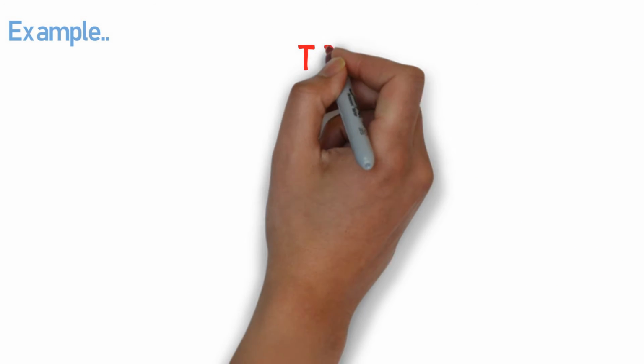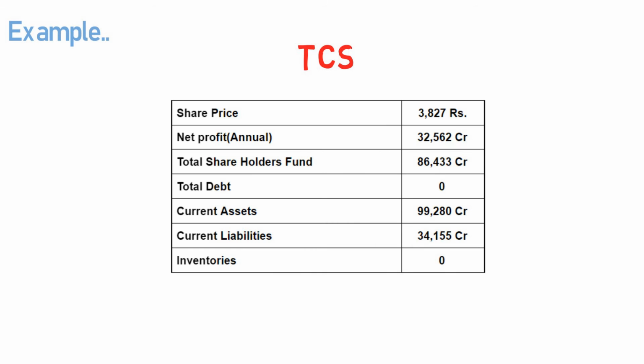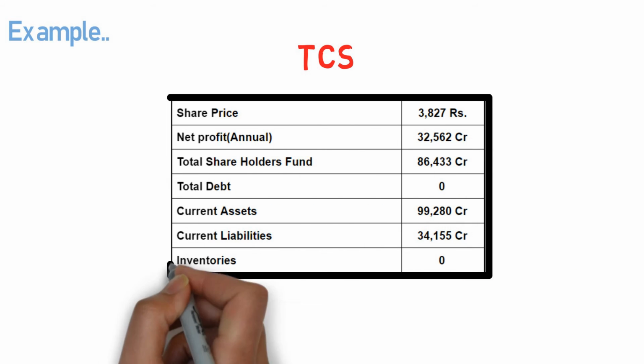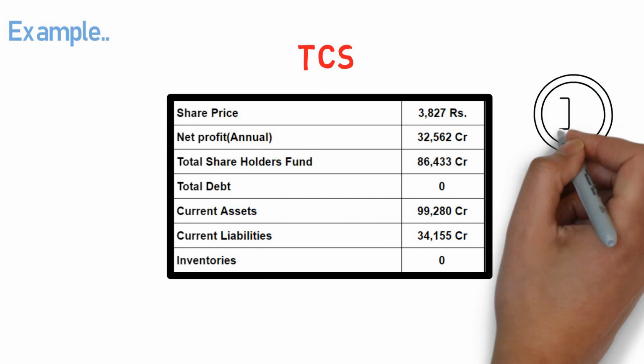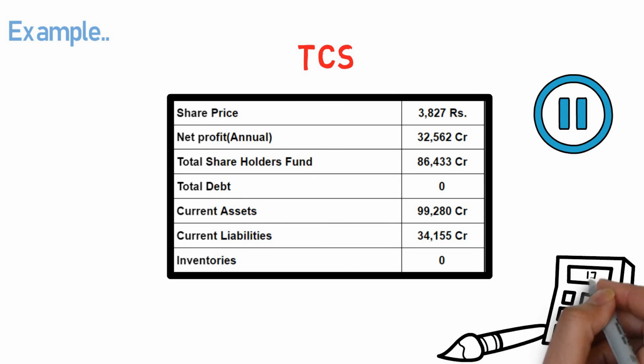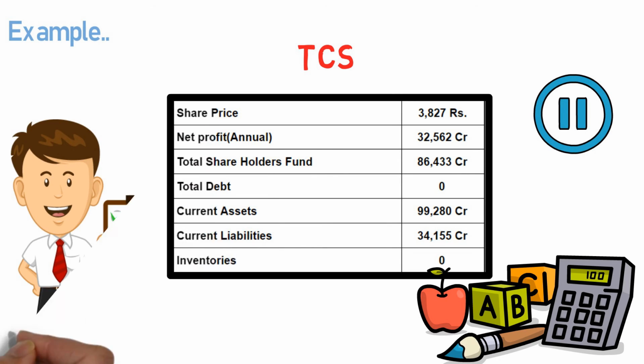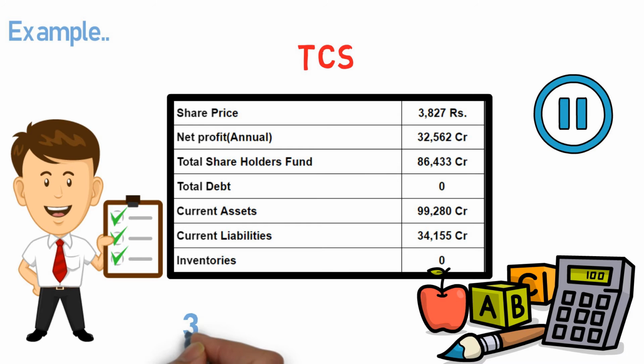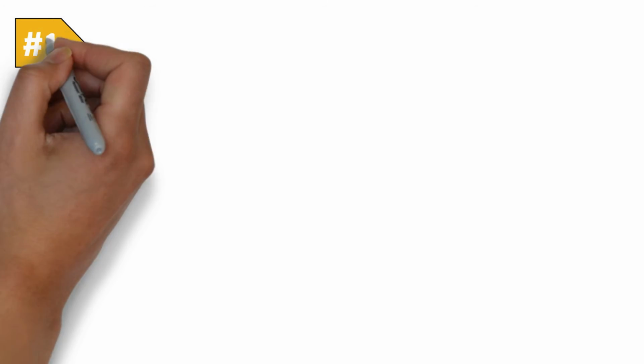Here's an example for you. Let's have a look at calculations for TCS. We will try to find out the values for all the previously discussed terms. You can pause the video for a while and have a glance at all the respective values on the screen. As you can see, the share price of TCS is 3,827 rupees. Let's find the EPS value.